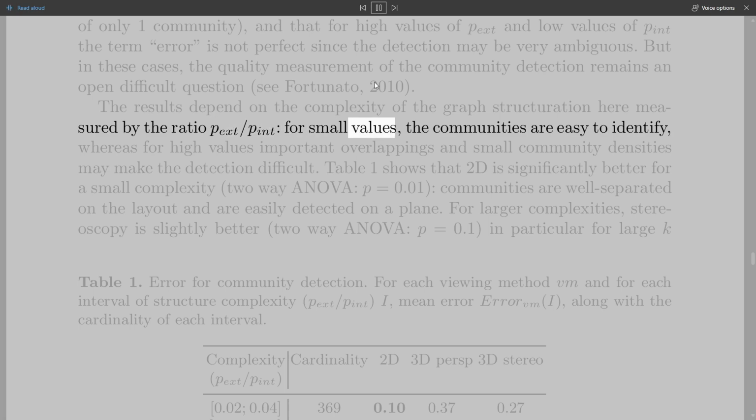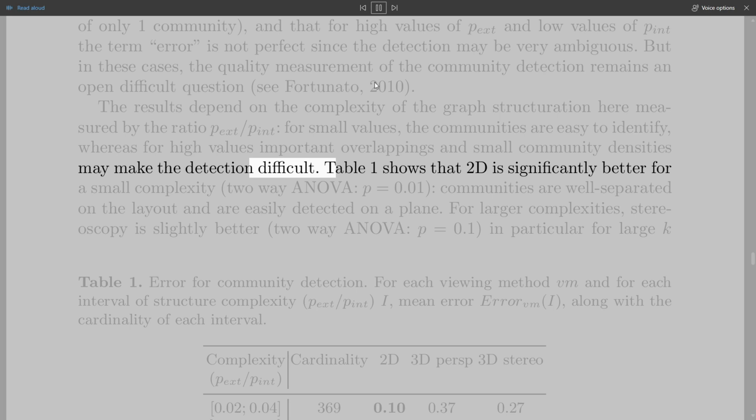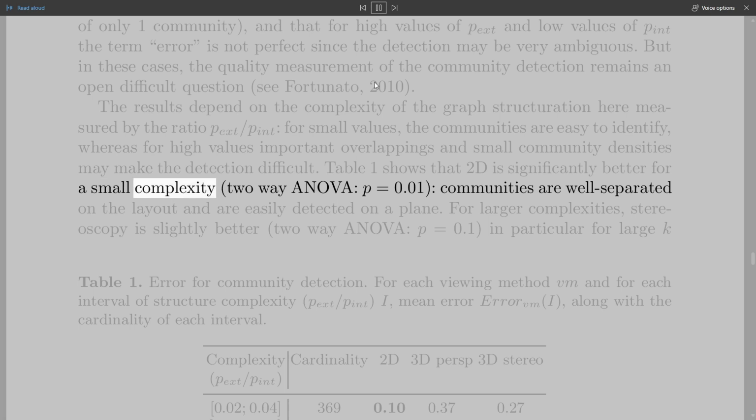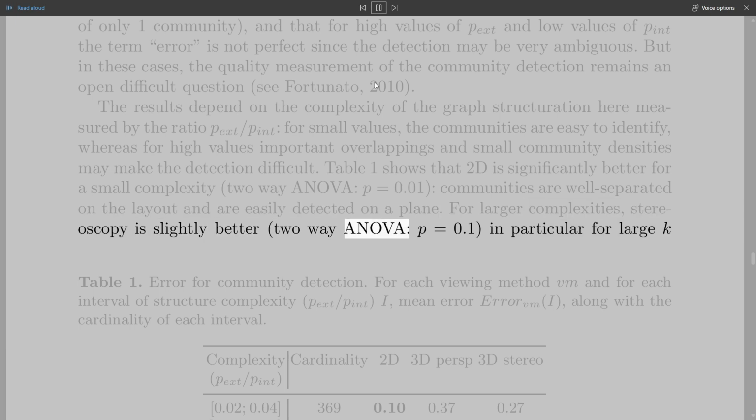For small values, the communities are easy to identify, whereas for high values important overlappings and small community densities may make detection difficult. Table 1 shows that 2D is significantly better for a small complexity, 2-way ANOVA, P equals 0.01. Communities are well separated on the layout and are easily detected on a plane. For larger complexities, stereoscopy is slightly better, 2-way ANOVA, P equals 0.1, in particular for large K.